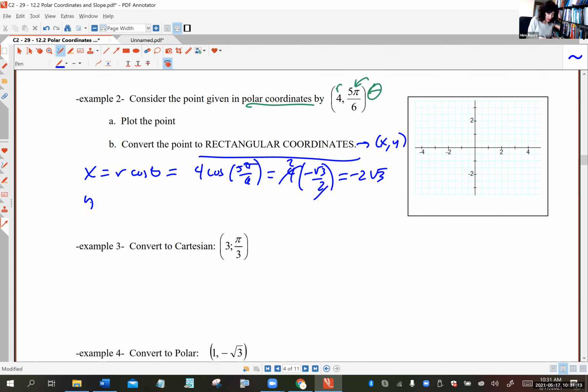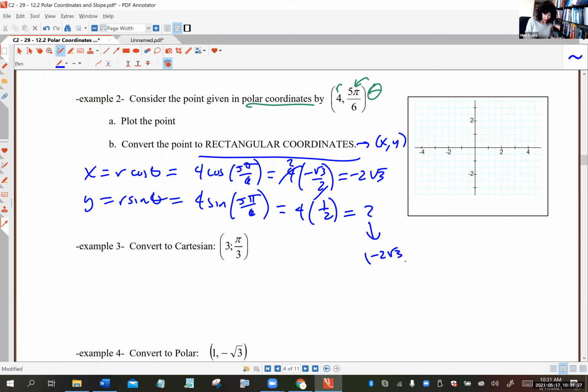Okay. And then y is equal to r sine theta. That's the formula. And so then, oh no, what is sine of 5 pi 6? Okay, I think it's a half, and I get 2. So final answer, when I put this into ordered pair format, is -2 square root of 3, comma 2. Boom. Pretty easy, right?